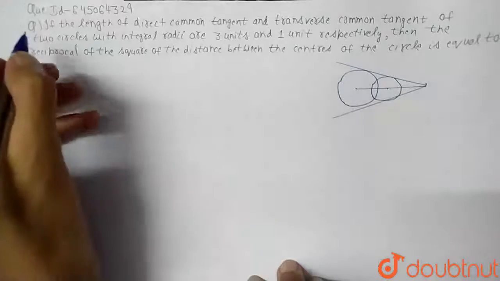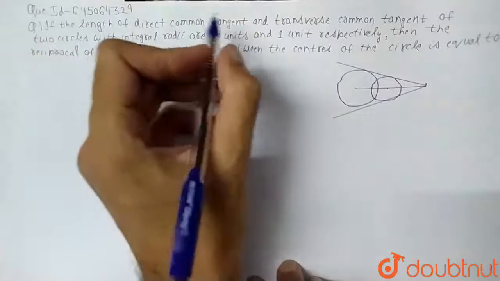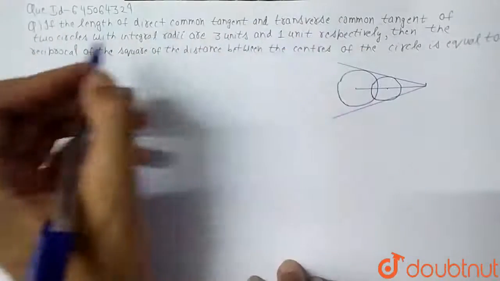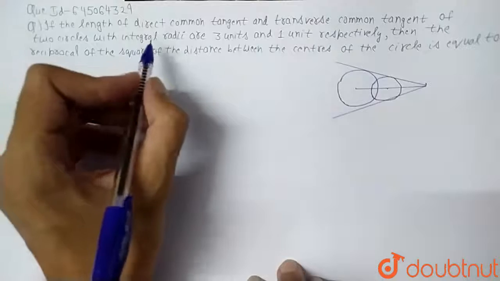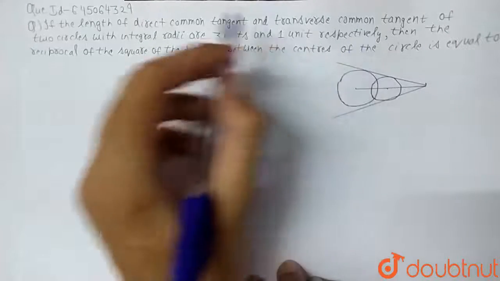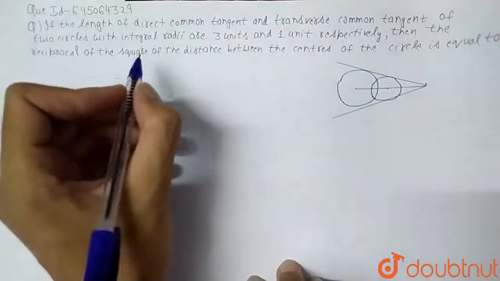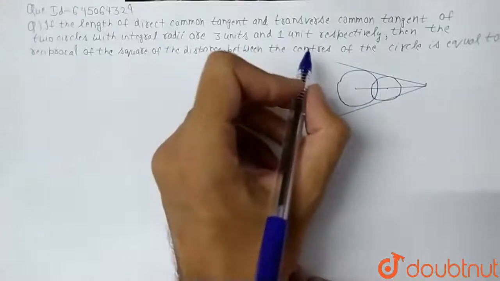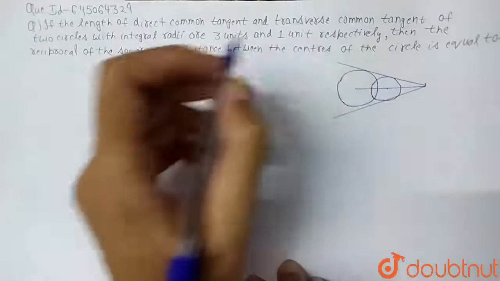Hello everyone. Today our question is: if the length of a direct common tangent and a transverse common tangent of two circles with integral radii are 3 units and 1 unit respectively, then the reciprocal of the square of the distance between the centers of the circles is equal to.